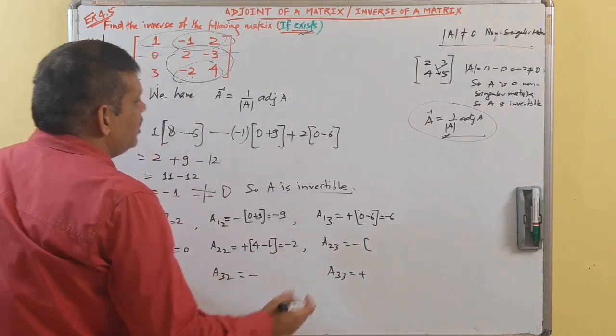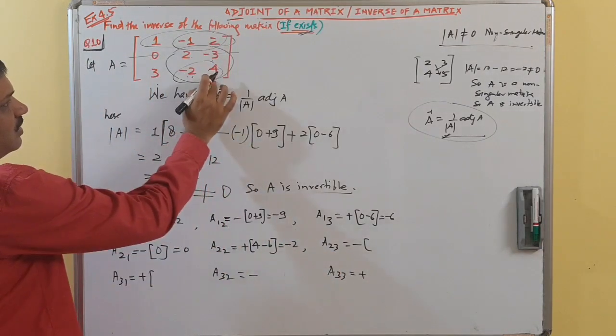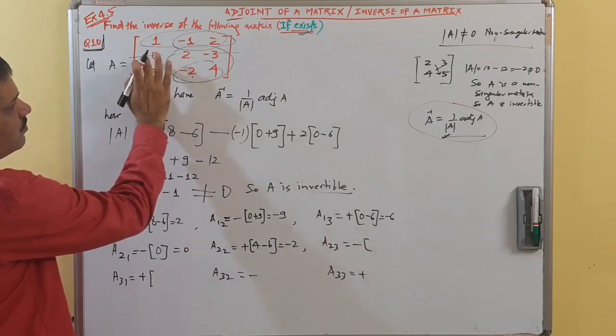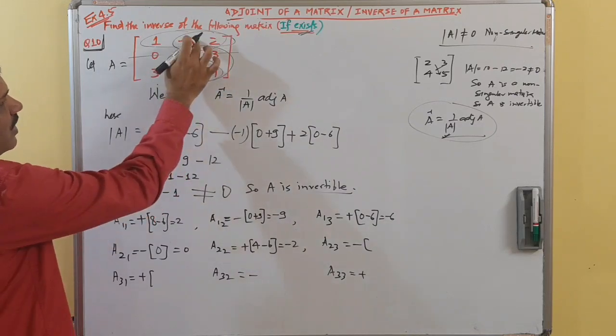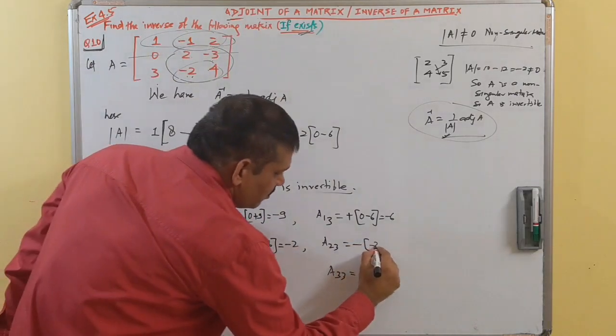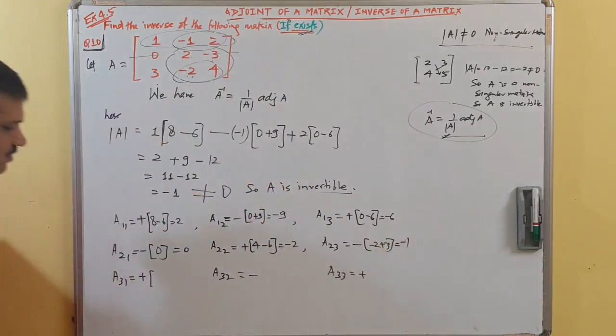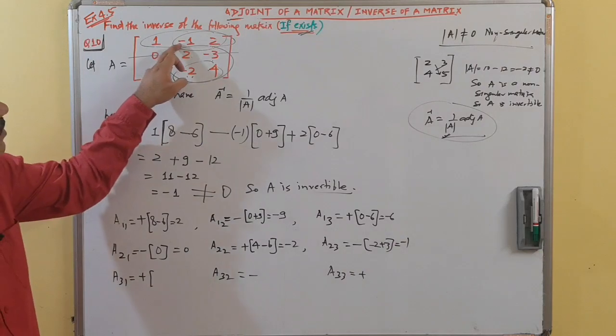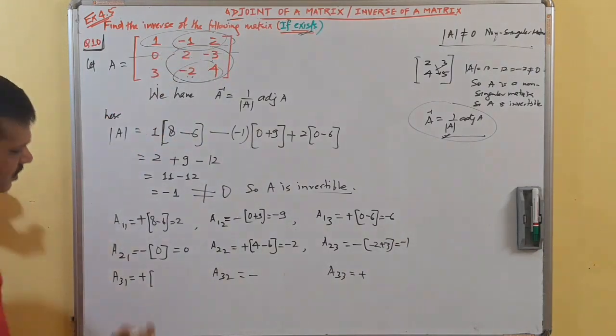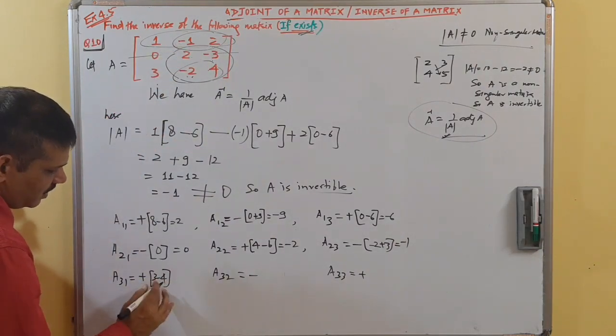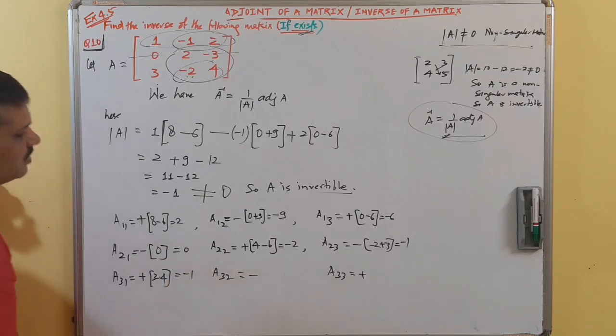Now for A23, I'll delete this row and this column. So 1 into minus 2 plus 3, and this negative sign will give me minus 1. Again for this, 3 minus 4 is minus 1, multiplied by plus 1 is minus 1.